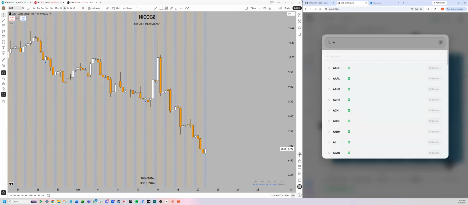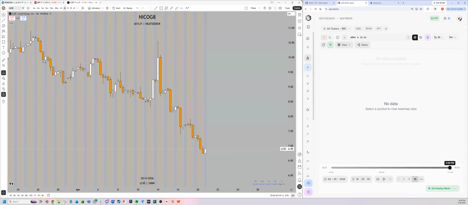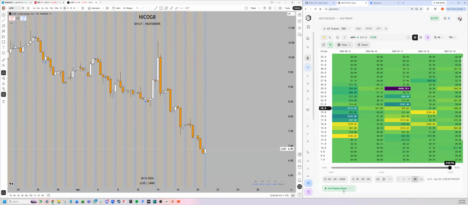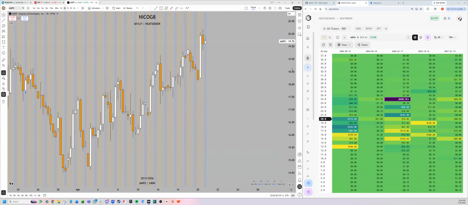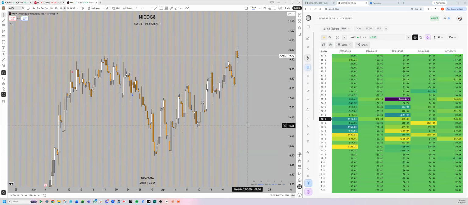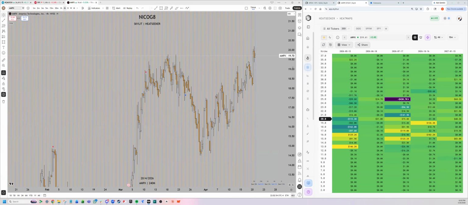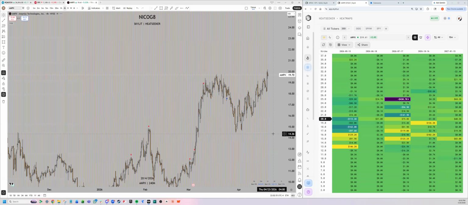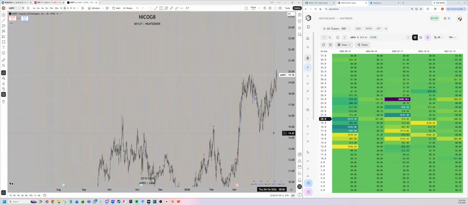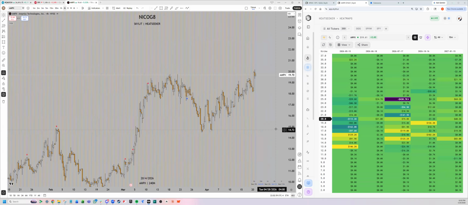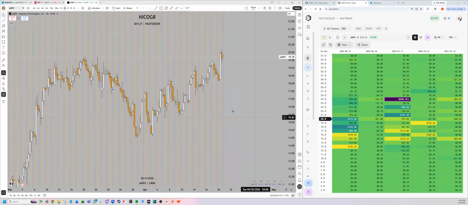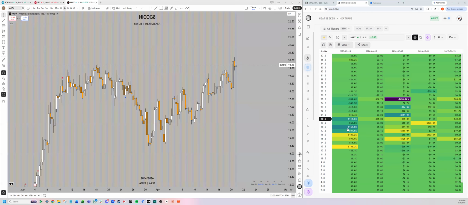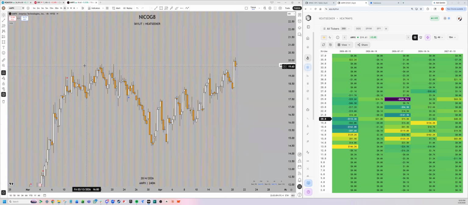AMPX? Oh, it is on Heatseeker? Yeah, my bad, I didn't know this was on Heatseeker. Thoughts on AMPX? This map doesn't look too clean. Honestly, this doesn't look very clean at all.